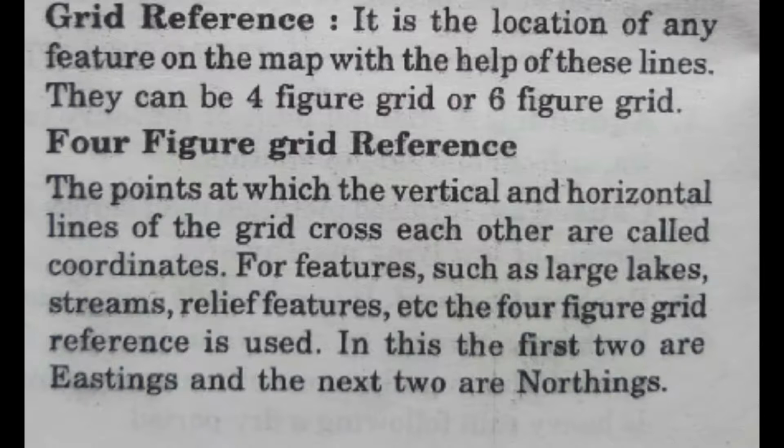What is a 4-figure grid reference? The points at which the vertical and horizontal lines of the grid cross each other are called coordinates. For features such as large lakes, streams, relief features, etc., the 4-figure grid reference is used. In this, the first 2 are eastings and the next 2 are northings.